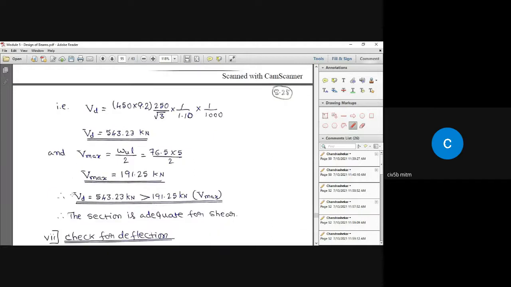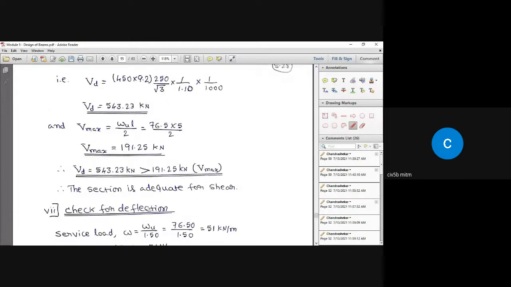That is WL by 2. Okay, here VD is greater than Vmax. So the section is adequate or good enough to take care of shear. Okay, now the shear is safe.